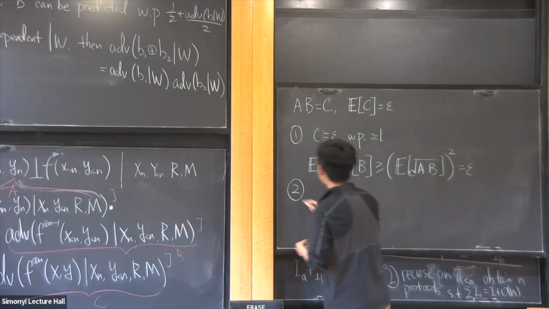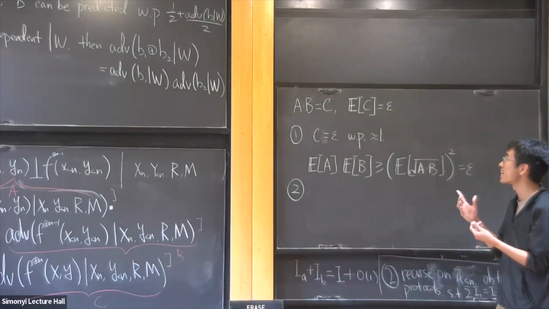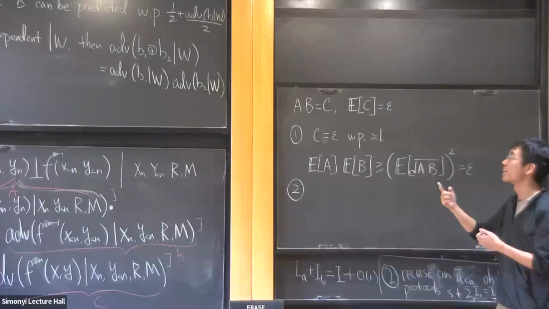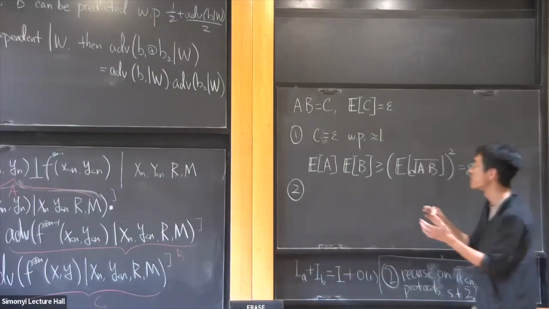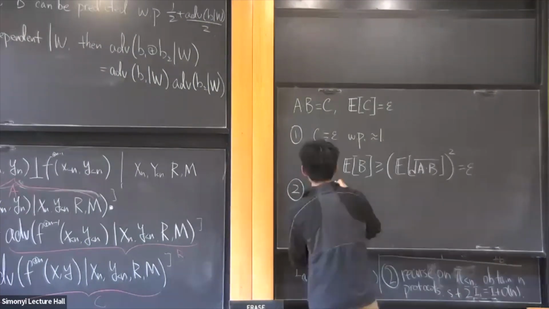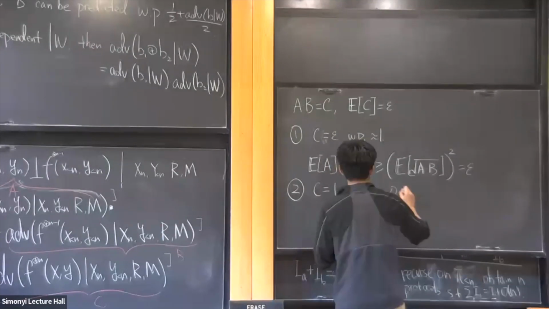And the other extreme case may be where C has expectation epsilon because with epsilon probability it takes value 1, and with the other probability it takes value 0, because C here is something between 0 and 1. So let's say C is equal to 1 with probability epsilon and 0 otherwise.